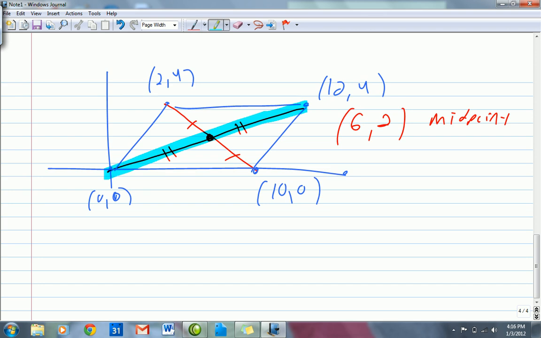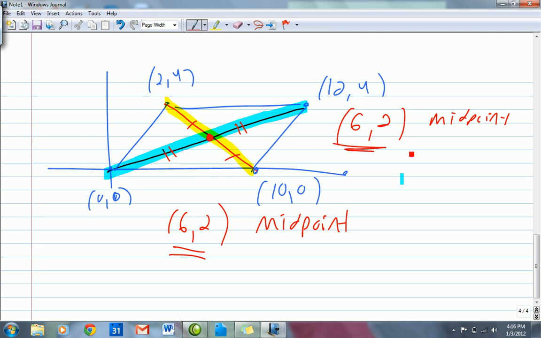Okay. I'm going to find the midpoint of the other diagonal. And again, I'm going to take the average of the x's. So the midpoint of the other is going to be 2 plus 10, which is 12, over 2, which is 6, and 4 plus 0, which is 4, over 2, which is 2. And that's the midpoint of this other diagonal. So what I just showed is, lo and behold, they have the same midpoint, which means they bisect each other. They cut each other in half. And so that's the final property of a parallelogram.